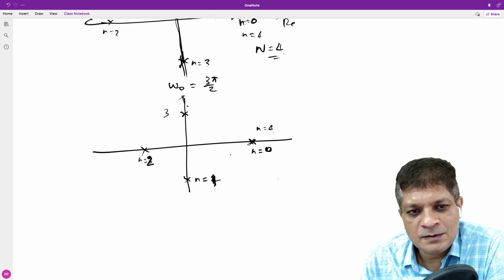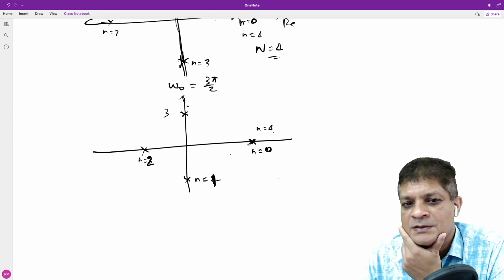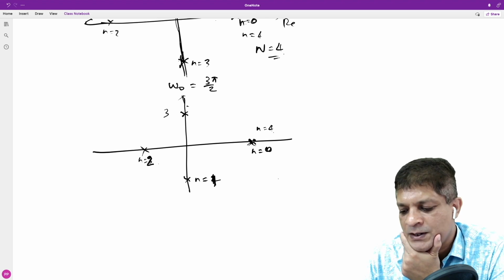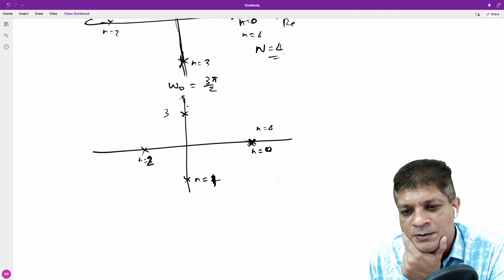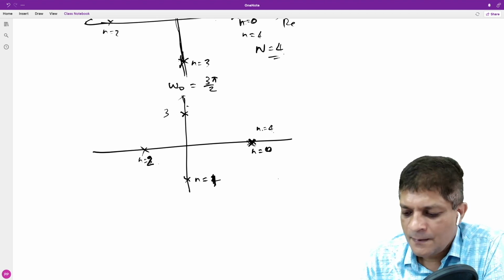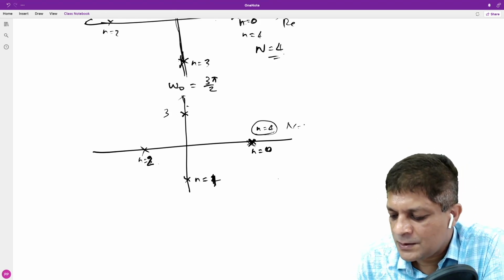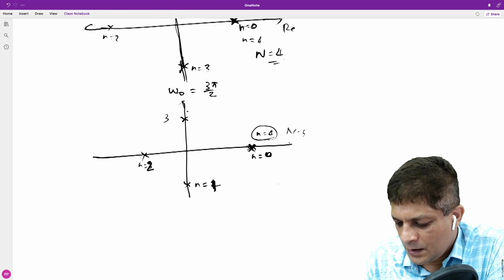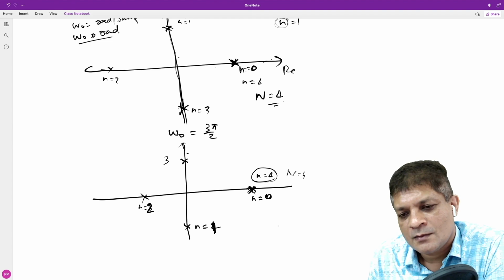Is it a periodic signal? Yes, it is a periodic signal. If we are starting from here, after some samples, if we reach here, it is a periodic signal. In this case, it is happening. 4 is the fundamental period. Now, can you tell me, is there any difference between these two signals?